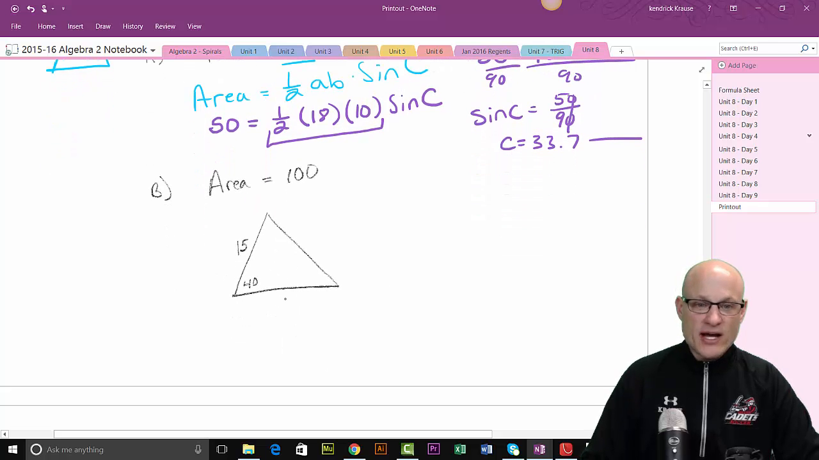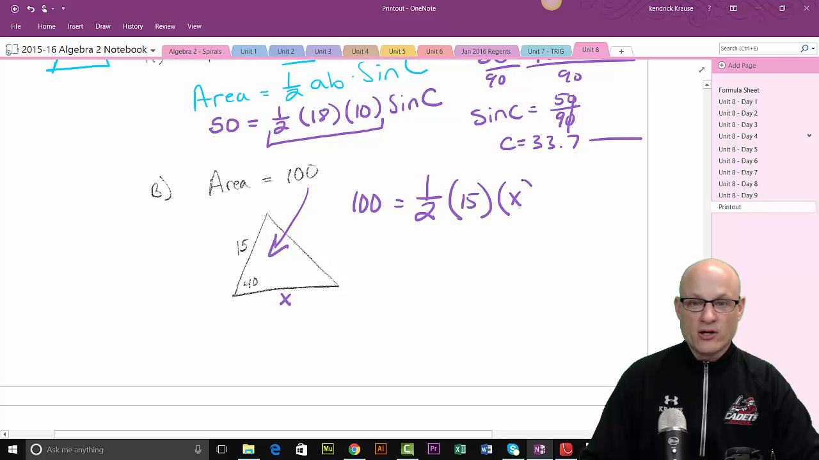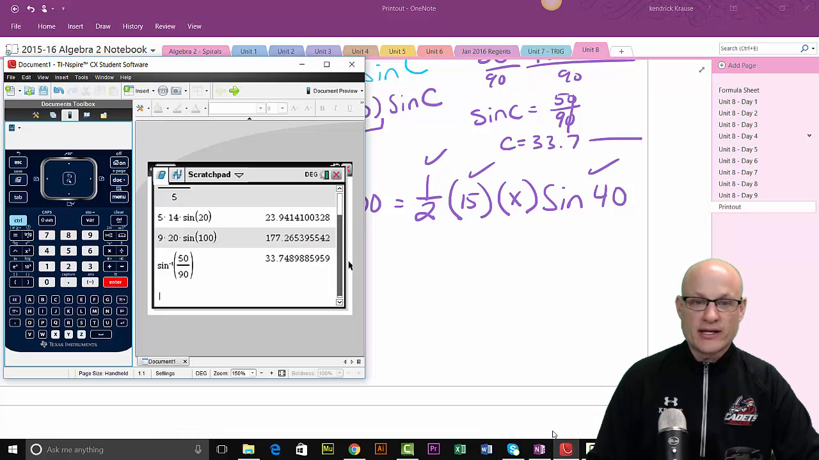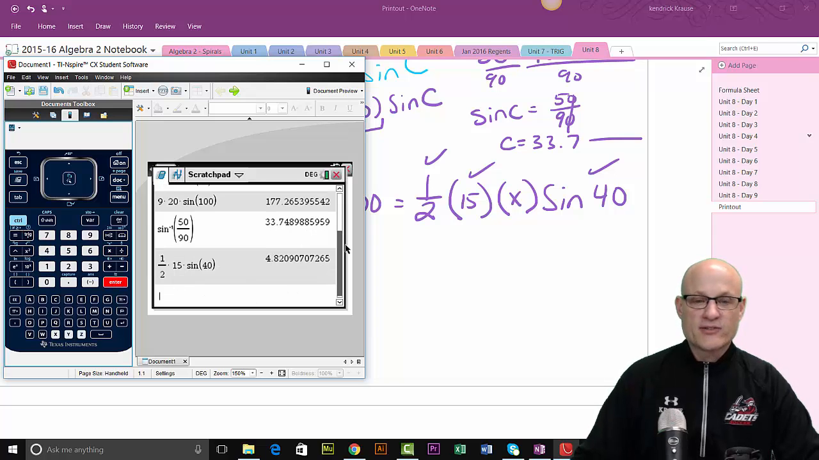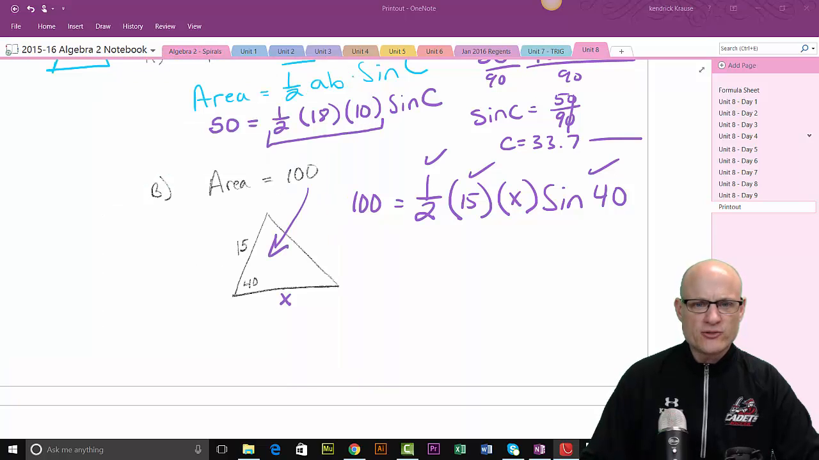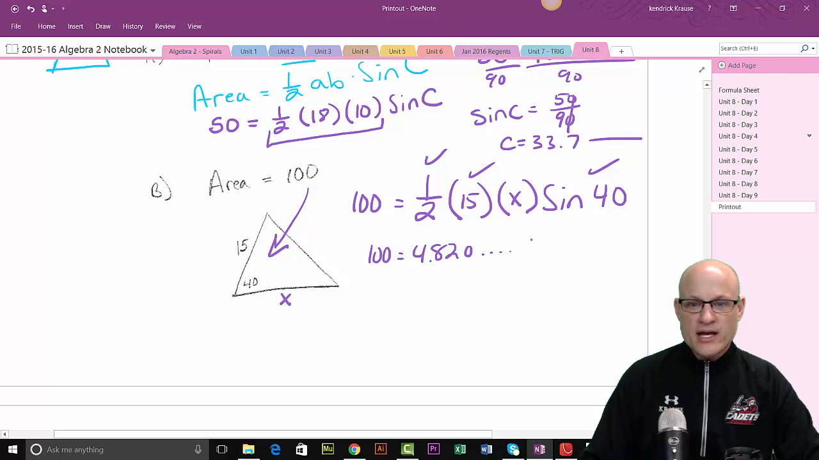All right. Now we're missing the side. I should have put an X here. I apologize. I was moving quick. I've given you the area as 100. So 100 is equal to 1/2 times the side, 15, times the side I don't know, times the sine of 40. Well, what I'm going to do is type this into my calculator and see what I get. So 1 divided by 2 times 15 times the sine of 40. And I get some really long decimal, 4.820, dot, dot, dot, times x.